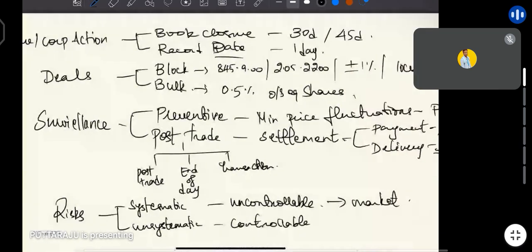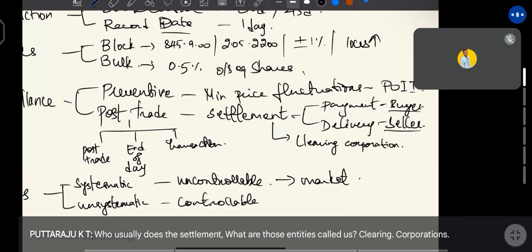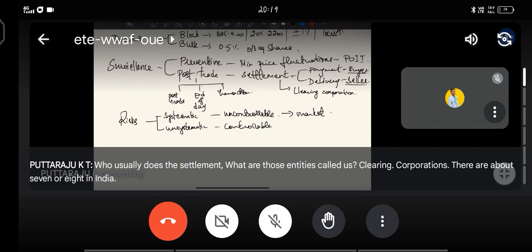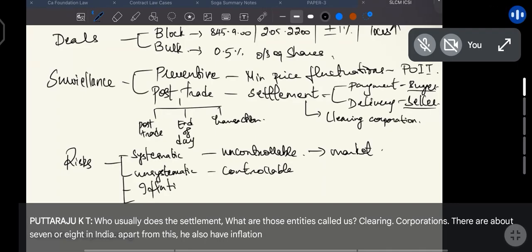Who usually does the settlement? What are those entities called? Clearing corporations. There are about 7 or 8 in India. Apart from this, you also have inflation risk, which is called purchasing power risk.